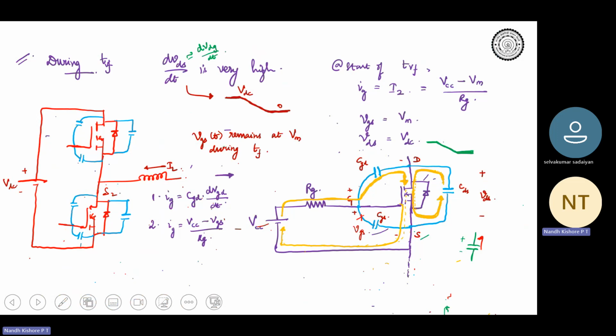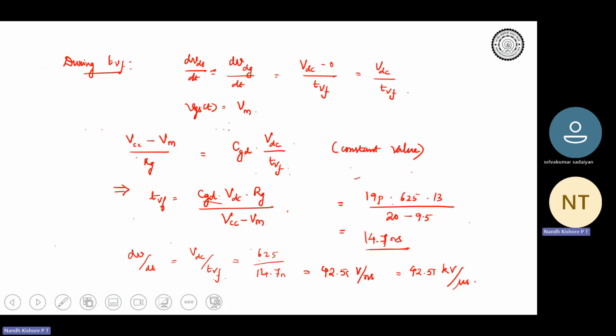So your gate current in terms of capacitance is CGD into dVGD by dt. And in terms of your KVL, IG is (VCC minus VGS) by RG. VGS remains at VM, right? We assume that the voltage fall is linear. And since your dVDS by dt is the same as dVDG by dt, your VGD is changing from VDC to 0, right, during TF. So substituting that, we found the expression for the voltage fall period.